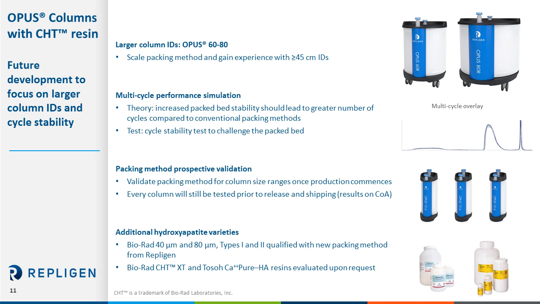And then there's some additional hydroxyapatite or CHT varieties. So the new method that we have is developed for the 40 micron and 80 micron types 1 and 2 from Bio-Rad. But there's also some additional CHT varieties which are on the market, and we have yet to evaluate those, but that's perhaps future work as well.